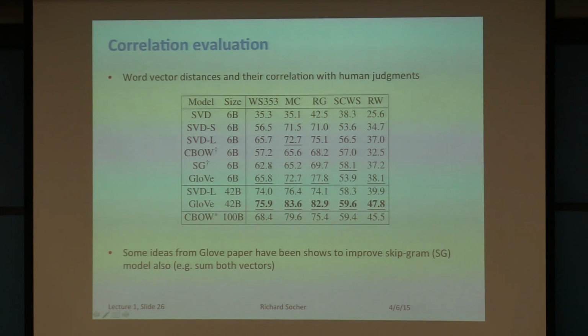Again, here you can look at different word vector sizes and different methods. WordSim 353 is one of these correlation data sets, and there are a couple of others. In this case, the GloVe word vectors performed the best, but people have now been able to also use some of these ideas, like summing both of the vectors together in skip-gram, to improve the skip-gram models.